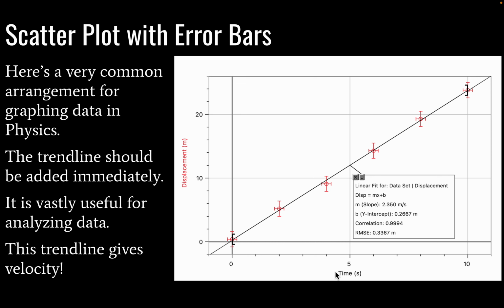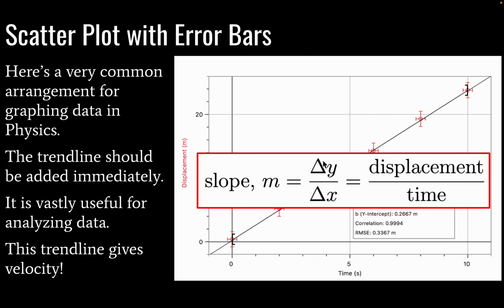Okay, so we have time on the x-axis and displacement on the y-axis. If we look at the slope of our trend line, what we're going to find is that the slope is given by a change in y divided by a change in x, and that is going to be displacement divided by time, which, as we know, is a velocity. So you can use this with all kinds of graphs, and whenever you look at a slope, you should be thinking about what that slope actually represents.